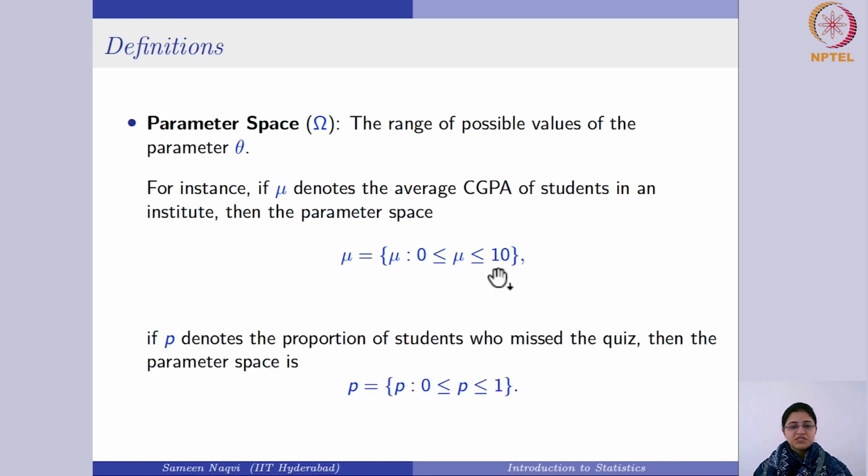Likewise, if you are interested to see the proportion of students who miss the quiz, then the parameter space, as we know, proportion would lie between 0 to 1. Okay. So this is the basic definition of a parameter space. So population parameter is the characteristic of the population in which we are interested, and the parameter space is the range of possible values that population parameter would take.